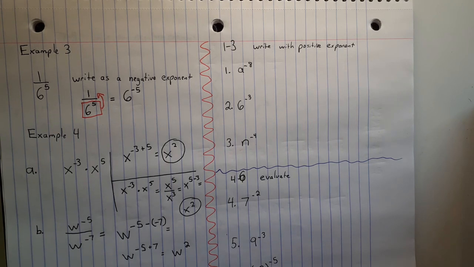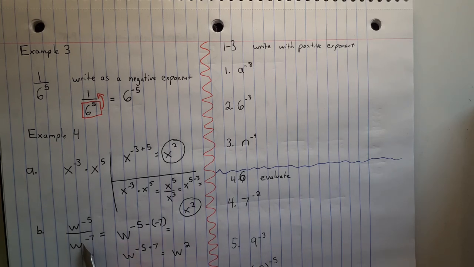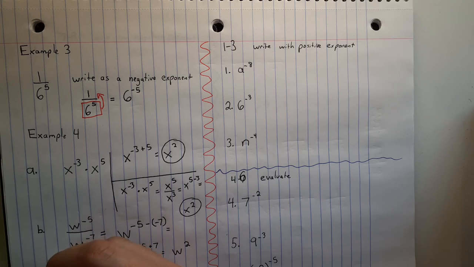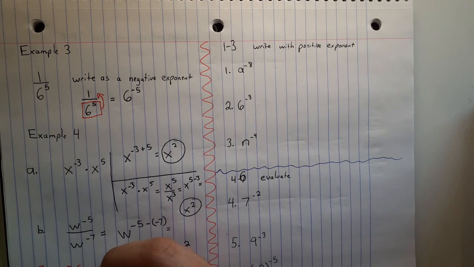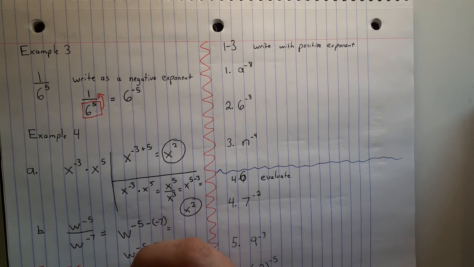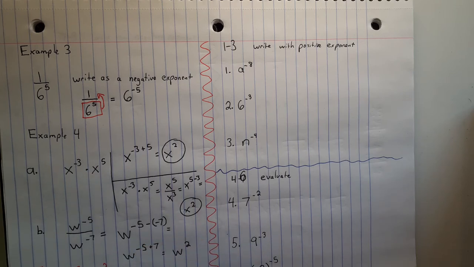Alternately, because why not? If I chose to flip both of these because they're negative exponents, I would have ended up with w to the power of 7 over w to the power of 5, which will be a quotient rule, so this minus that. So w to the 7 minus 5 equals w squared. Same answer, same answer.